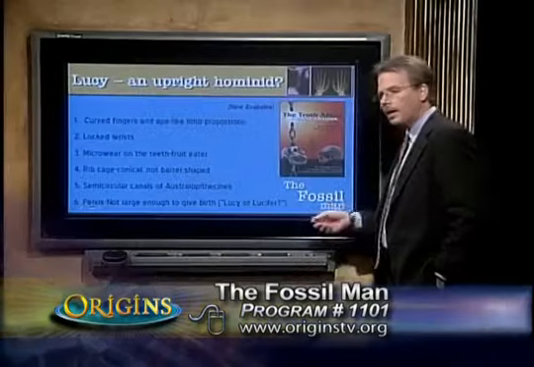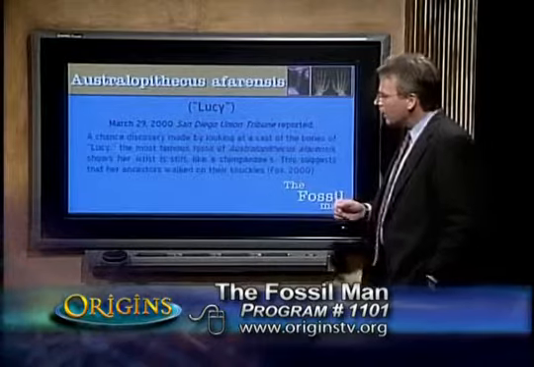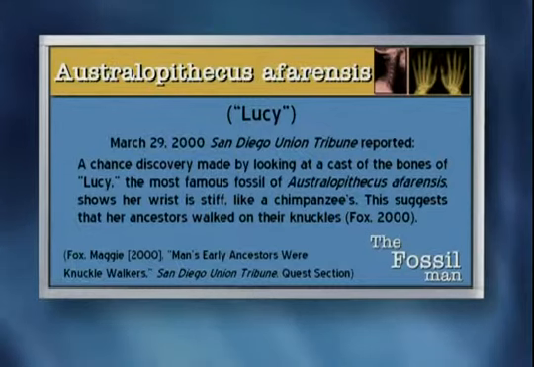Yes. Now, they hadn't seen anything written about that in the human fossil record, so they went literally down the hall to where there was a Lucy replica, and lo and behold, they realized Lucy has locking wrists. In fact, Maggie Fox made a comment on it. She said, a chance discovery made by looking at a cast of the bones of Lucy, the most famous fossil of Australopithecus afarensis, shows that her wrist is stiff, like a chimpanzee's. This suggests that her ancestors walked on their knuckles.